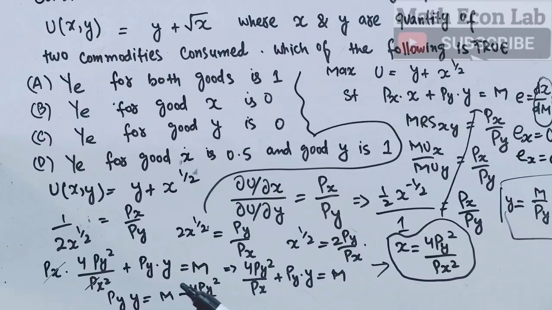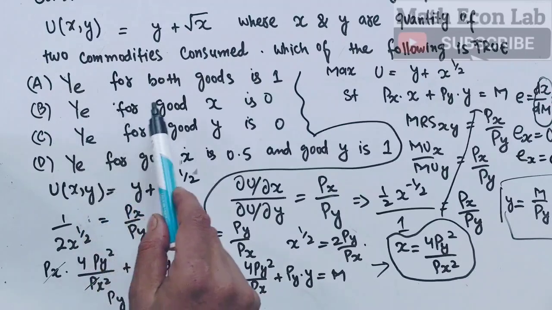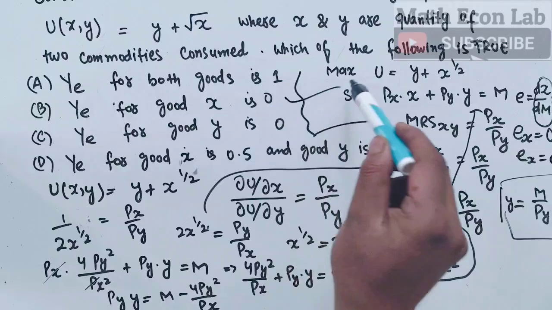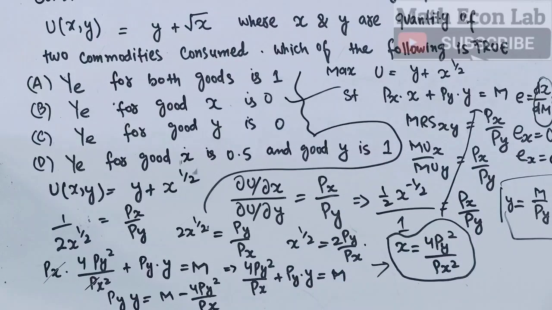So the elasticity of demand for good x will be equal to 0. Let us see if we have that very option, then we can discard the other options. So the elasticity of demand for good x is 0, so this option must be correct. Okay, I hope I am making myself clear.